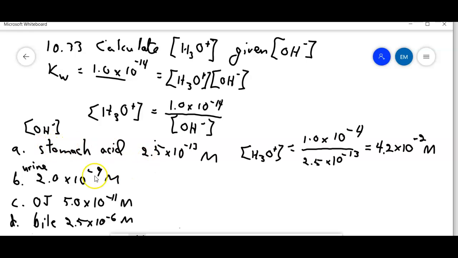Okay, that makes sense. So you notice I got suspicious when I had that 2.5 times 10 to the minus fourth or something like that, and that kind of made me wonder. Urine, that one's going to be 1e to the minus 14th divided by 2.0e to the minus 9th, and that's going to give 5.0 times 10 to the minus 6, so that looks like it's a little acidic.